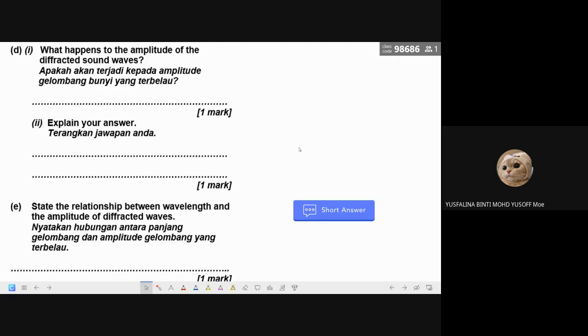So what is the answer? What will happen to the amplitude? So the amplitude will decrease, right? Good, Junkiat. Okay, it will decrease. So good answer. What happened to the amplitude? The amplitude will decrease.